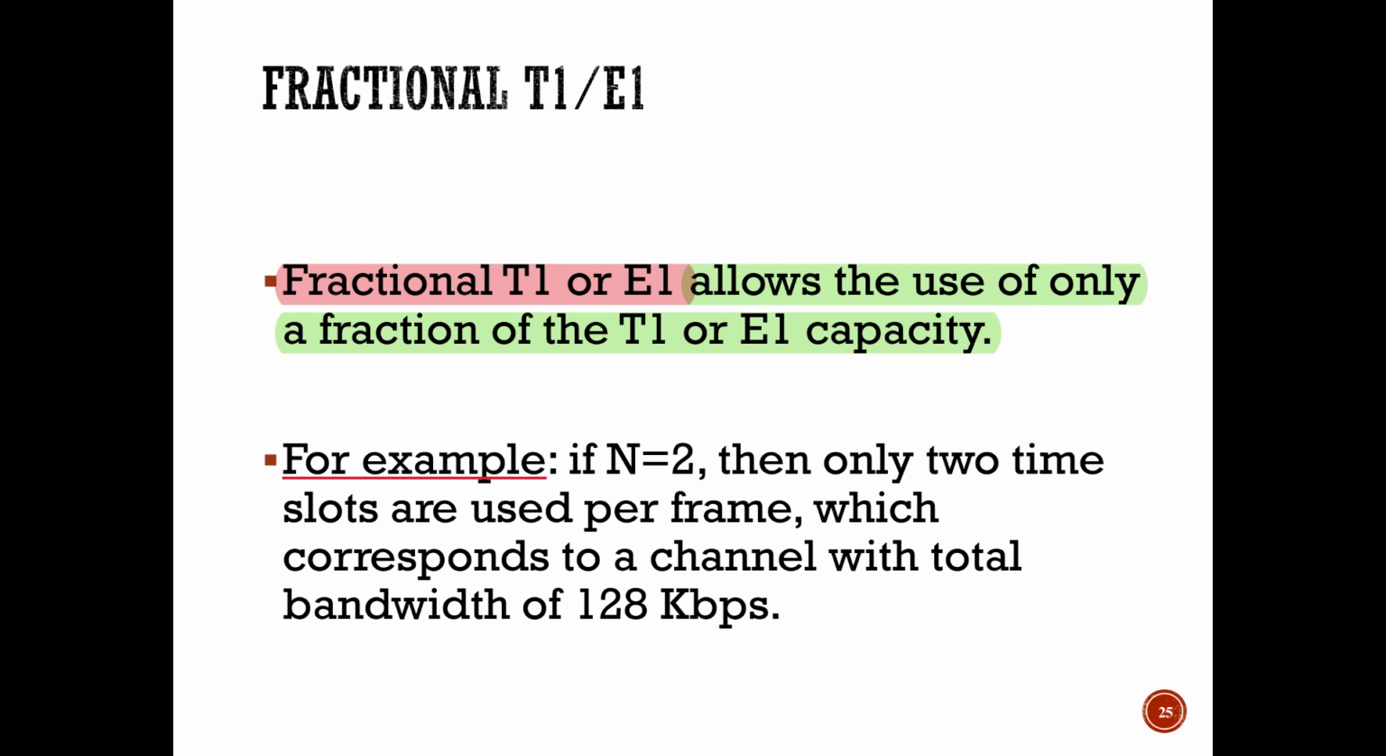Fractional T1/E1. Fractional T1 or E1 allows the use of only a fraction of the T1 or E1 capacity. For example, if n equals 2, then only 2 time slots are used per frame, which corresponds to a channel with total bandwidth of 128 kilobits per second.